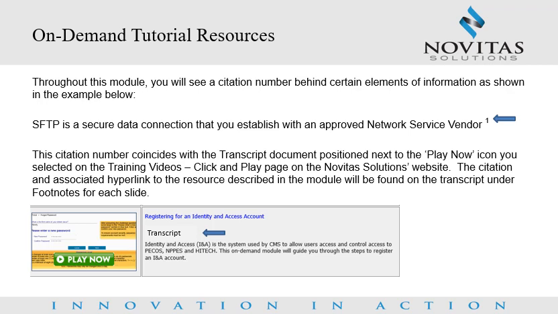On-demand tutorial resources. Throughout this module, you will see a citation number behind certain elements of information as shown in the example below. This citation number coincides with the transcript document positioned next to the Play Now icon you selected on the training videos Click and Play page on the Novitas Solutions website. The citation and associated hyperlink to the resource described in the module will be found on the transcript under footnotes for each slide.